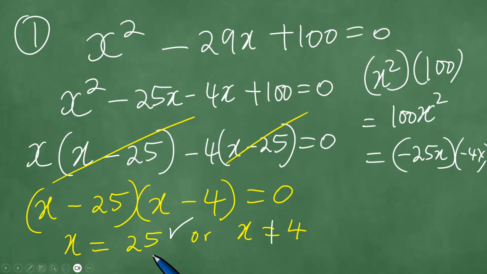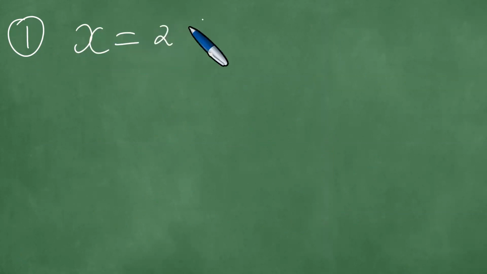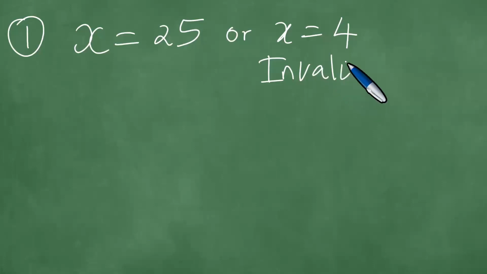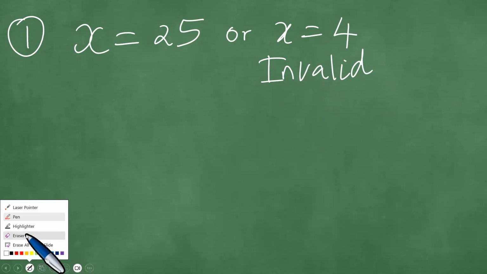So in other words, this one is not correct, and the only correct solution is what? It is 25. So in other words, for number 1, x is 25, or x is 4? This one is invalid.